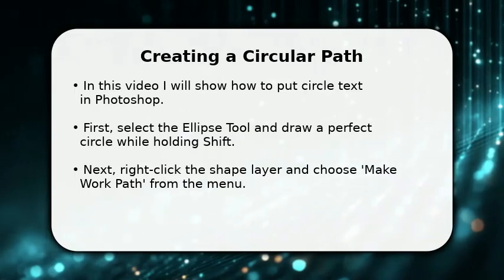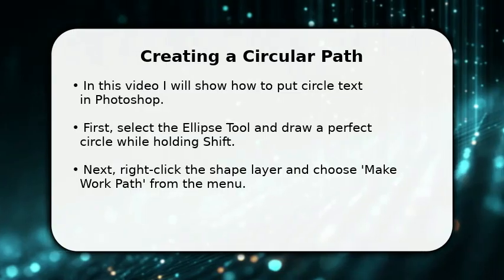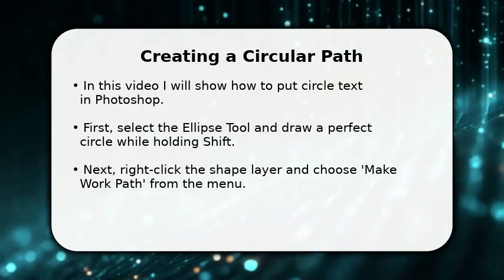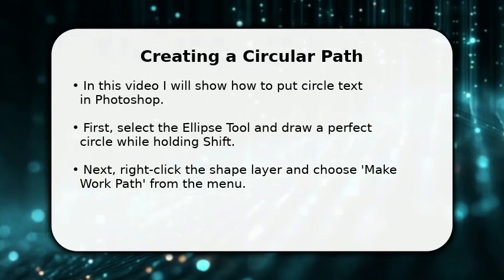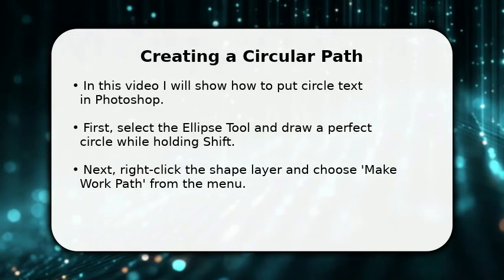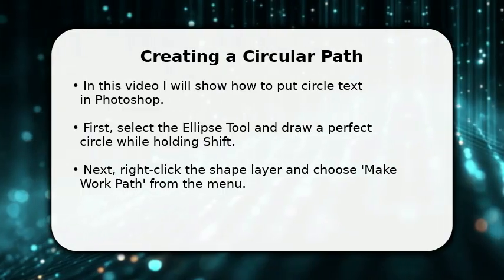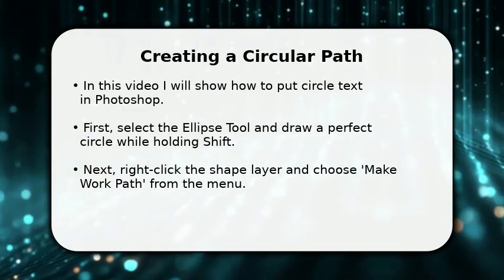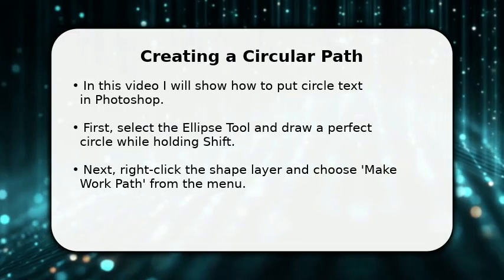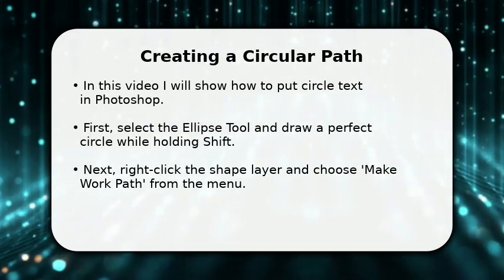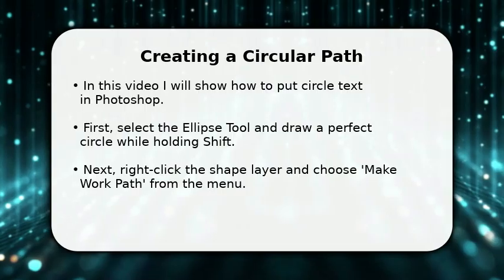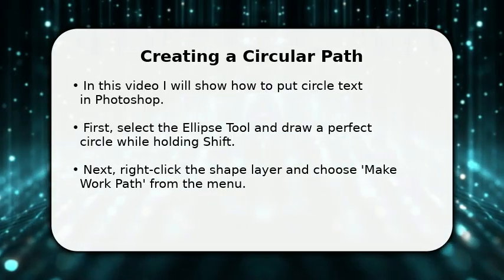In this video, I will show how to put circle text in Photoshop. We will begin by creating the foundation for our circular text. Start by selecting the ellipse tool from your toolbar. Hold down the Shift key as you drag to create a perfectly round circle. Once your circle is drawn, right-click on the shape layer in the Layers panel and select Make Work Path. This converts your shape into a path that text can follow, ensuring a smooth curve.